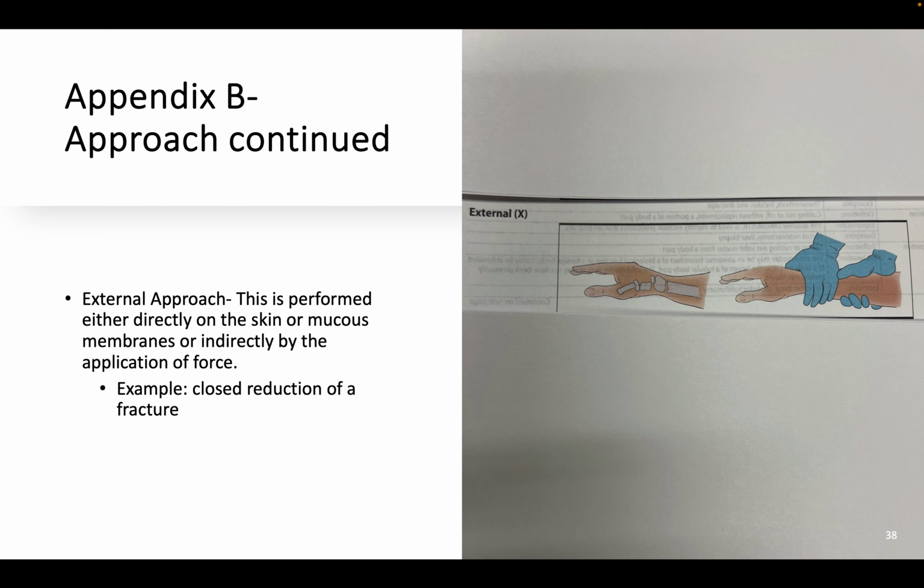Appendix B, approach continued. The external approach. This is performed either directly on the skin or mucous membrane or indirectly by the application of force. This is your example of closed reduction of a fracture. Remember, they grab it and they pull it to straighten it out.